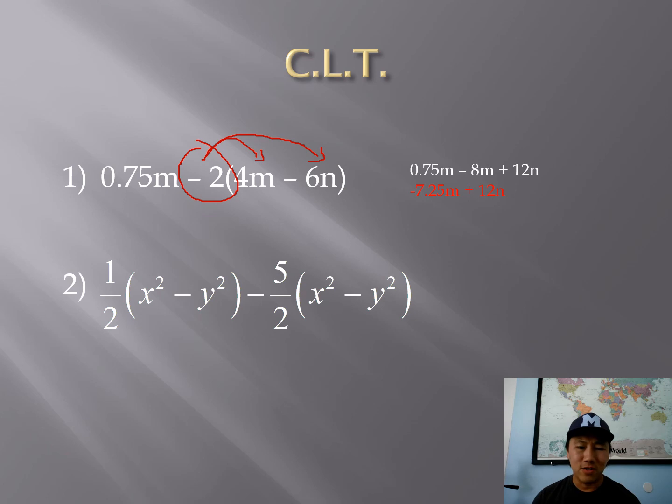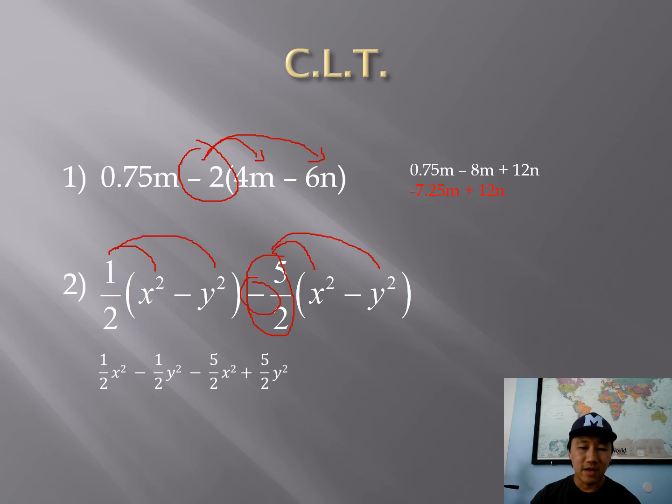Let's do one with some fractions in it, because fractions aren't always the easiest thing to do, but we do it the same way. Let's go ahead and distribute that 1/2 in there, and then distribute the -5/2 in. Again, be careful with this negative sign. There it is. 1/2 x squared minus 1/2 y squared, and then minus 5/2 x squared, and then a plus 5/2 y squared. And then from here you just combine all the x squares together. This one with this one. Again, include that negative there.